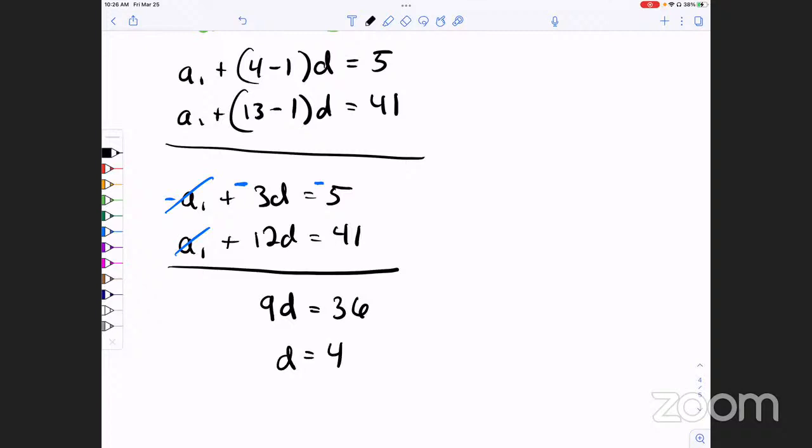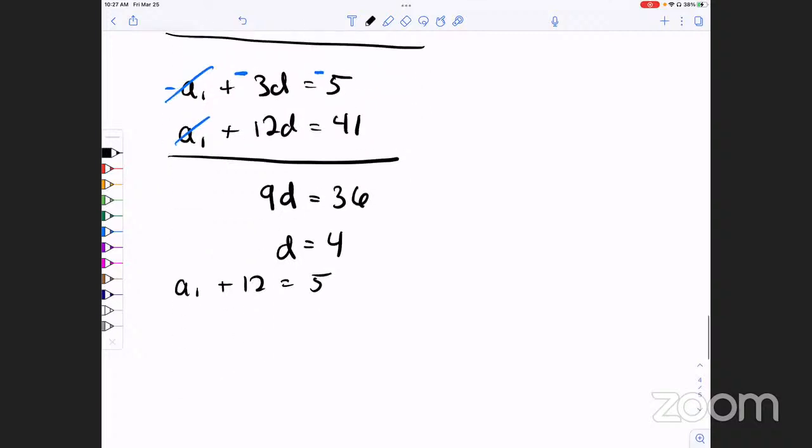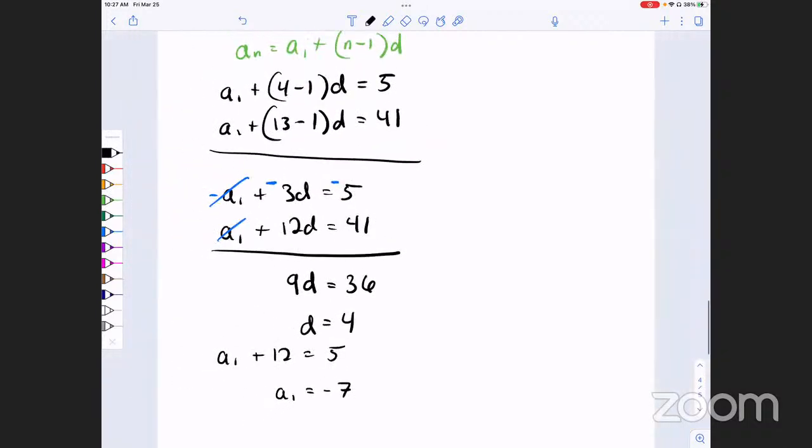Then we can take this and plug it into either equation. I'm going to plug it into the first equation. If d is 4, then a1 plus 12 equals 5. So a1 equals negative 7. So our general equation is negative 7 plus n minus 1 times 4. If we simplify, 4n minus 4 minus 7, that is negative 11.